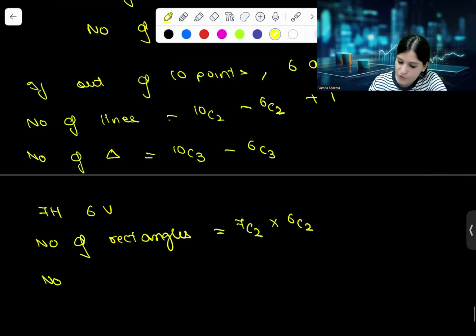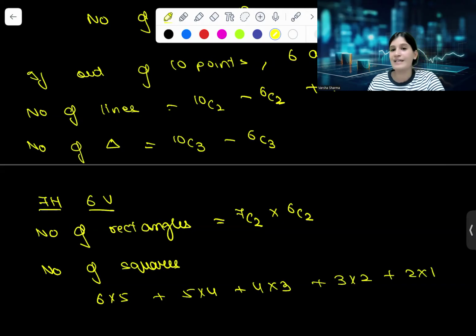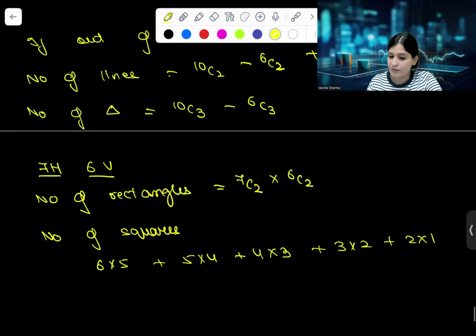If you want the number of squares, subtract 1 from both. So 6 into 5, then 5 into 4, then 4 into 3, 3 into 2 plus 2 into 1, till we get 0. Till we get 0.